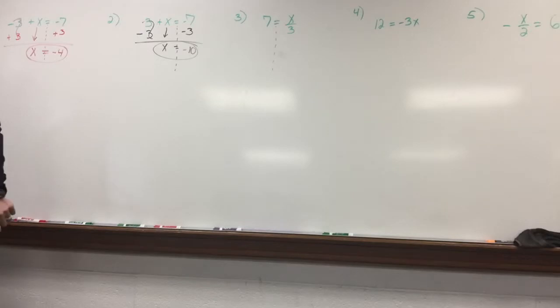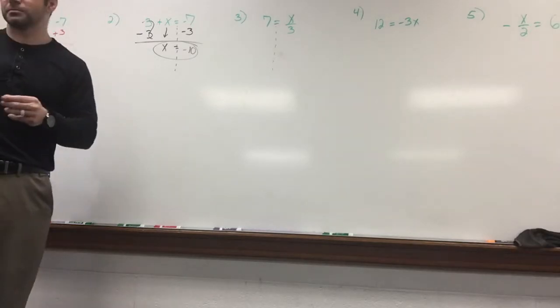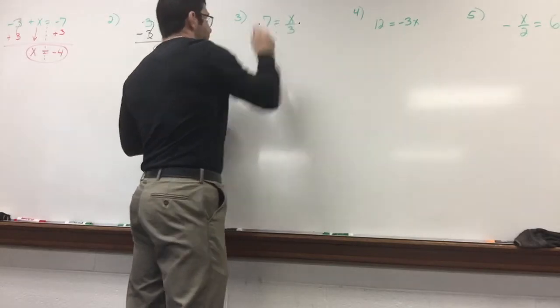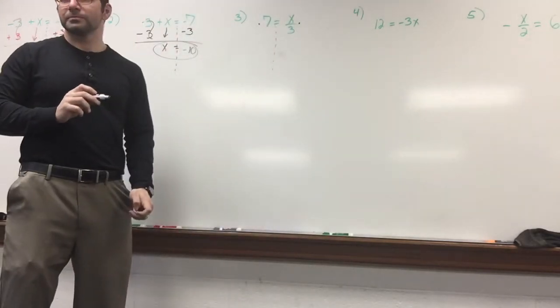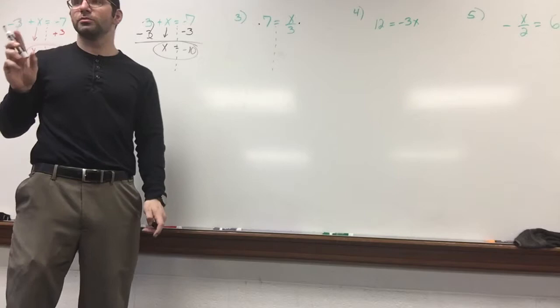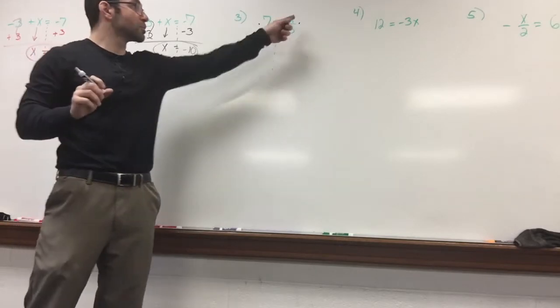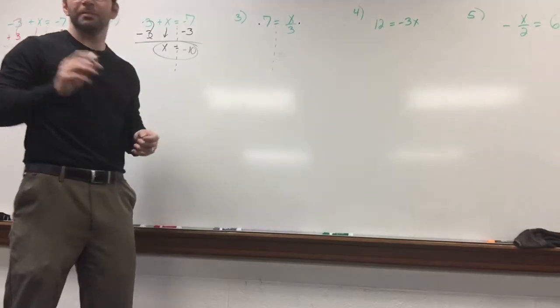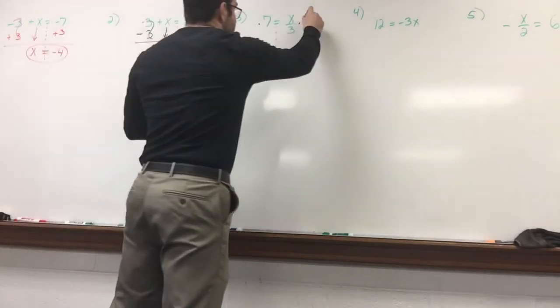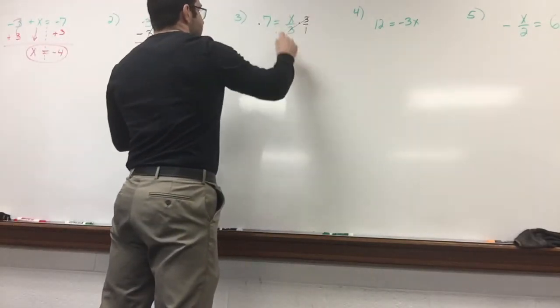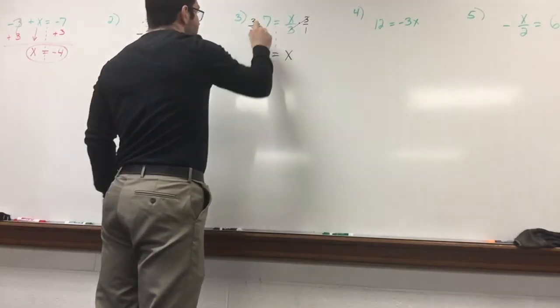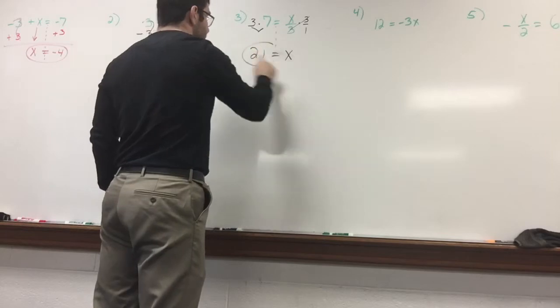What is the inverse, Liam, of division? Multiplication. What am I going to multiply both sides by? What's the goal of the equation? So we're trying to get x by itself. What's on the same side as that x? So we're going to multiply by 3. So that leaves me with x equals, now I have to multiply 3 multiplied by 7 is 21.